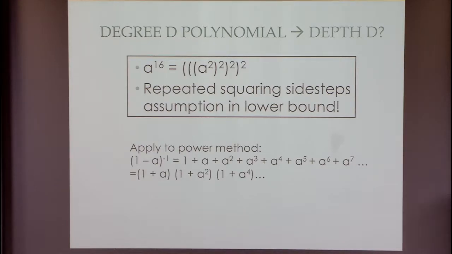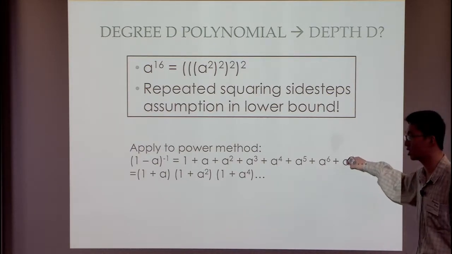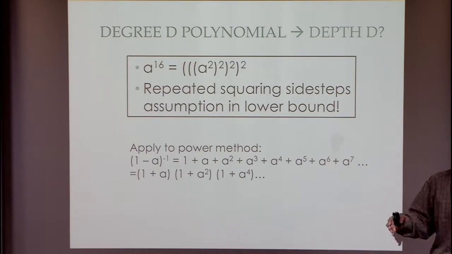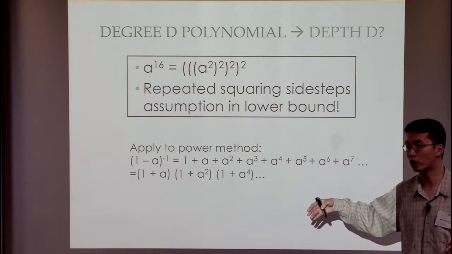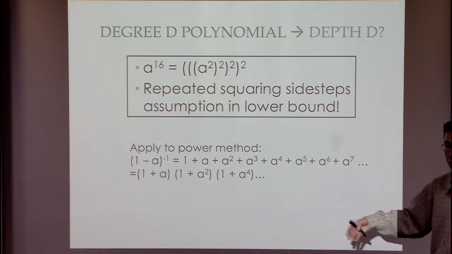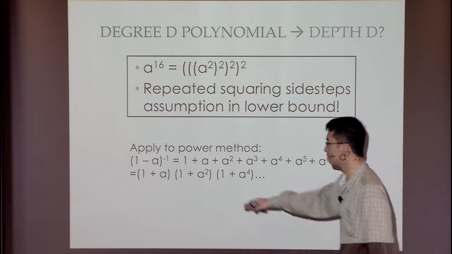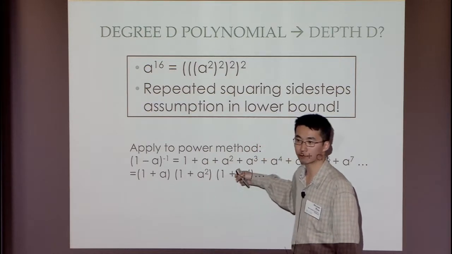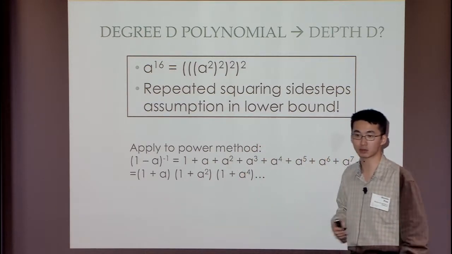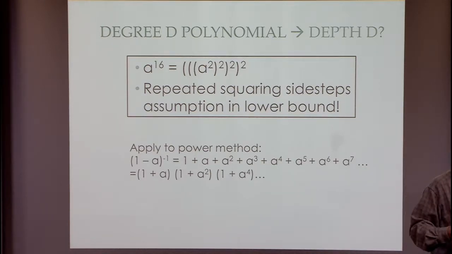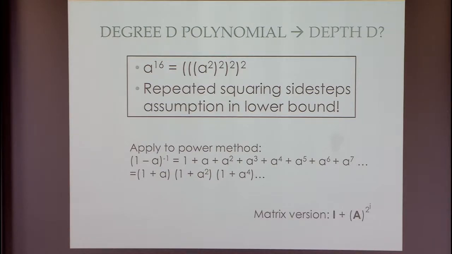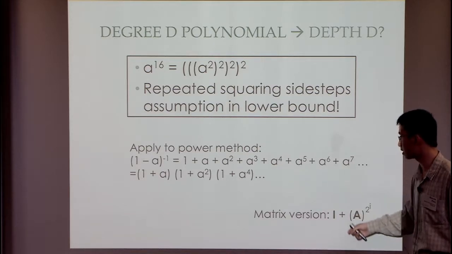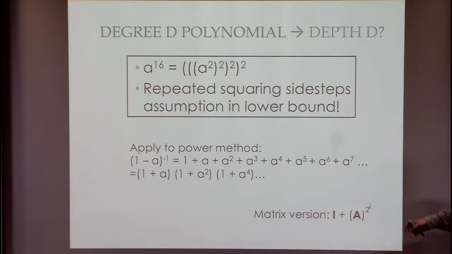So this can also be applied to the power method expansion earlier. The power series of 1 plus a, the sum of all the powers of a, you could represent as 1 plus a times 1 plus a squared times 1 plus a to the 4th, and so on. You just take a bunch of products involving a taken to powers of 2. Of course, this has a matrix version as well. Each of these terms, instead of little a to the power of 2 to the i, I can take a matrix to the power of 2 to the i.